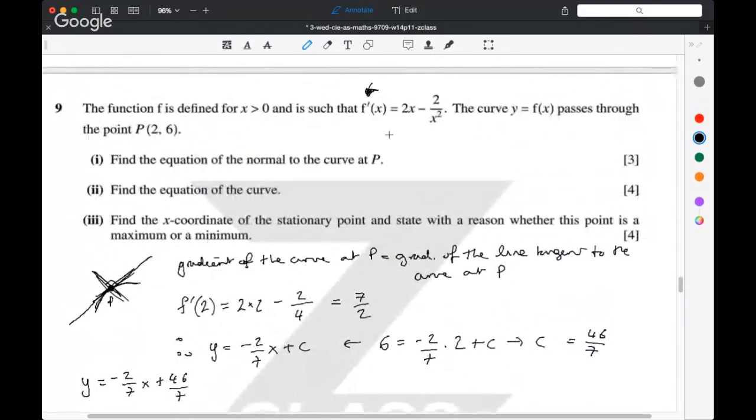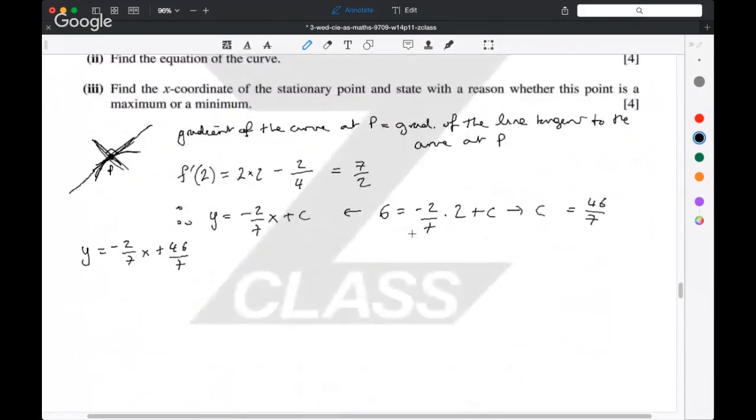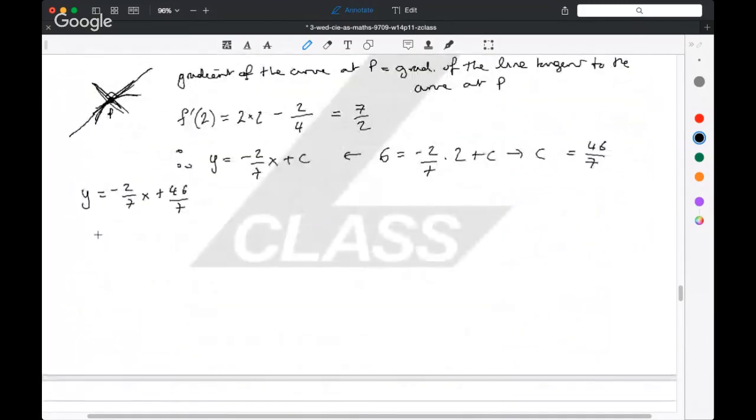So this is just an integration problem, and it's not too bad. So f of x is the integral of f prime of x dx. So we have the integral of 2x minus 2 over x squared.